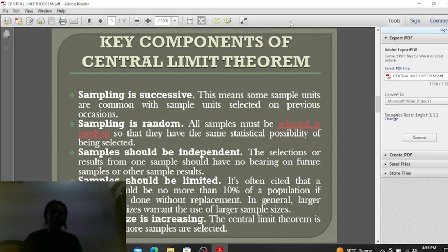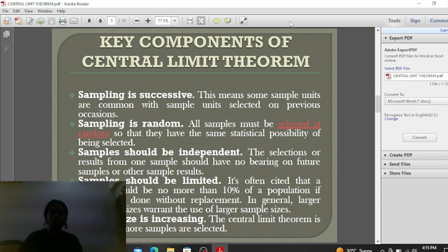And the third component is that samples should be independent. Selections or results from one sample should not have any bearing on the future of other samples or their results. So the samples must always be independent, so that no selection or result from one sample will affect the results of another sample. That's the meaning of samples should be independent.